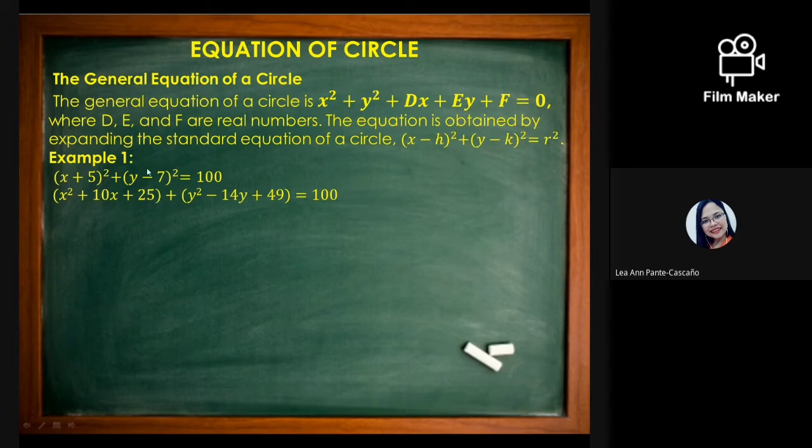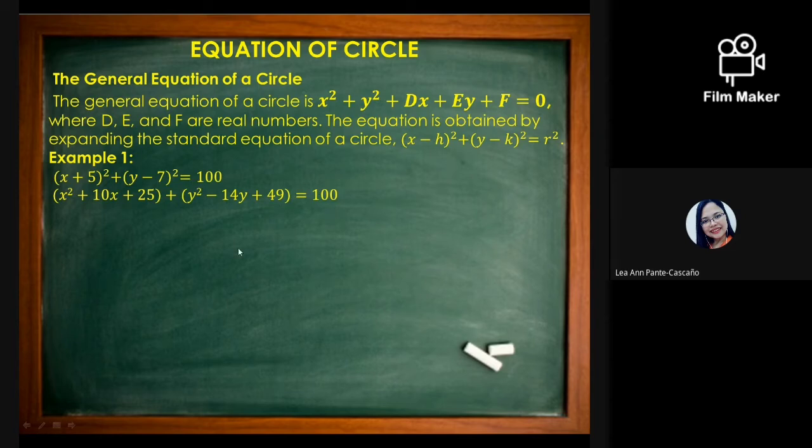Get the expanded form of y minus 7 squared. Square the first, so you have now y squared. Copy the sign of this binomial para maging sign ng middle term. So, negative. Multiply the first and the last term, then multiply it by 2. So, y times 7 is 7y times 2 is 14y. Para makuha ang last term, square lang natin si last term. So, 7 squared is 49. Then, bring down equal to 100.